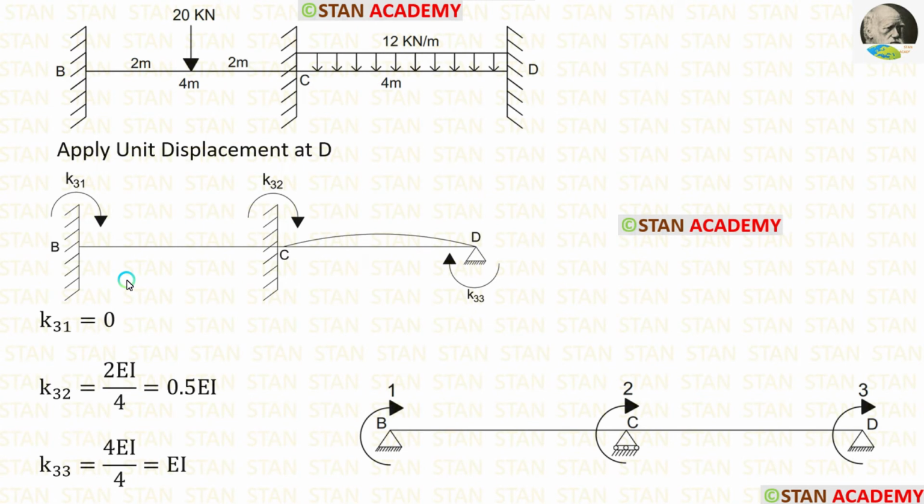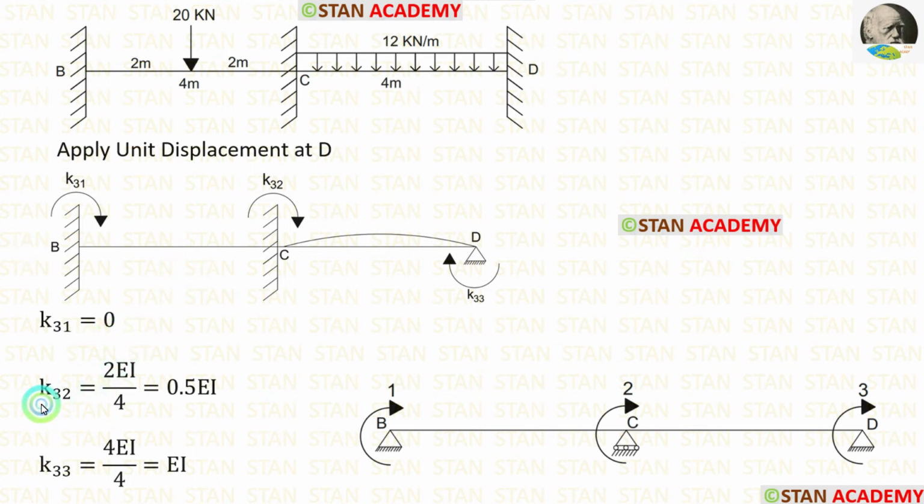Now let us calculate the stiffness values. Let us calculate K31. For that, from the point B, we have to look on both the sides. On the left side there is nothing. On the right side there is no slope curve. So the stiffness value will be 0.